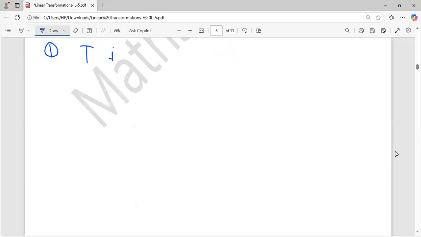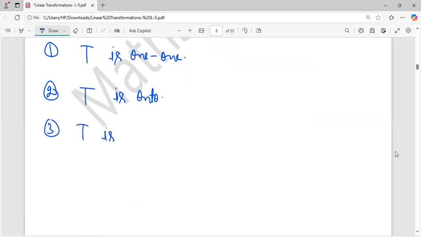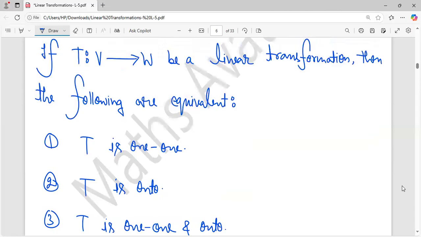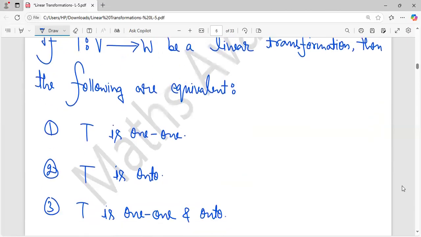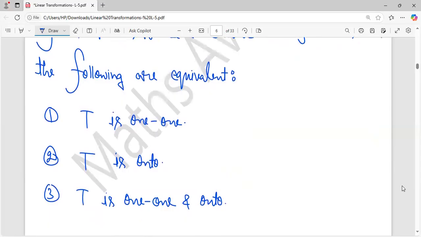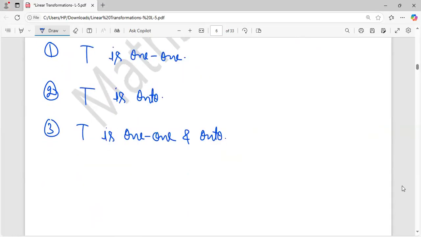First, T is 1-1. Second, T is onto. Third, T is 1-1 and onto. So 1, 2 and 3 are equivalent. This corollary follows immediately from the theorem. Because if T is 1-1, then it is onto, and so 1 implies 2. If T is onto, then T is 1-1, so third follows. And from third, 1 follows. So 1, 2 and 3 are equivalent.